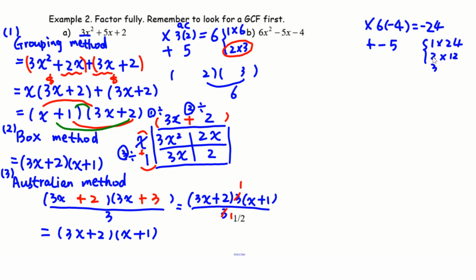Then try 3. 24 divided by 3 is 8. Keep going, divide by 4, gives you 6. Then it repeats, 6, 4. We don't use it, so stop here. Then adding together is -5, so the difference of 5 is 3 and 8. And adding together is negative, so the larger number needs to be negative. So -8 times 3, yes, -24. So this one works.